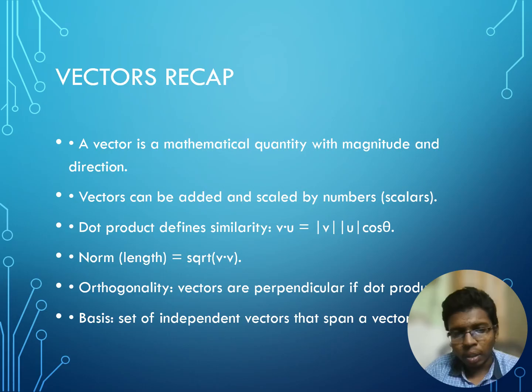It starts with the vector. A vector is a mathematical quantity with a magnitude and direction. Vectors can be added and scaled by scalars. We can do a dot product, which defines similarity and orthogonality. Vectors are perpendicular if the dot product is zero. A basis is a set of independent vectors that span a vector space.